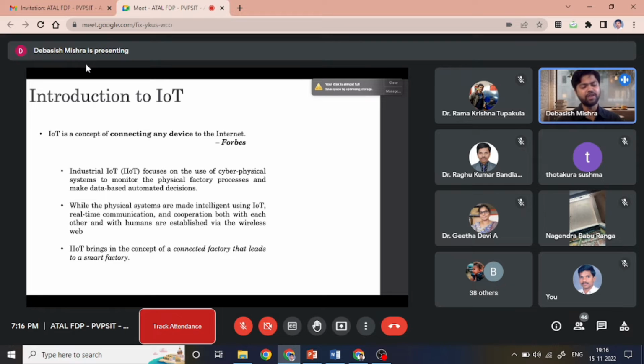As I told, we have to have the cyber part, or the cloud, or the edge devices, which could make meaningful decisions by working on the data, and thereby the feedback can be fed to the physical device, making a tight integration between the physical and cyber parts. So when the physical systems are made intelligent, real-time communication and cooperation can be built among themselves, leading to the smart factory.